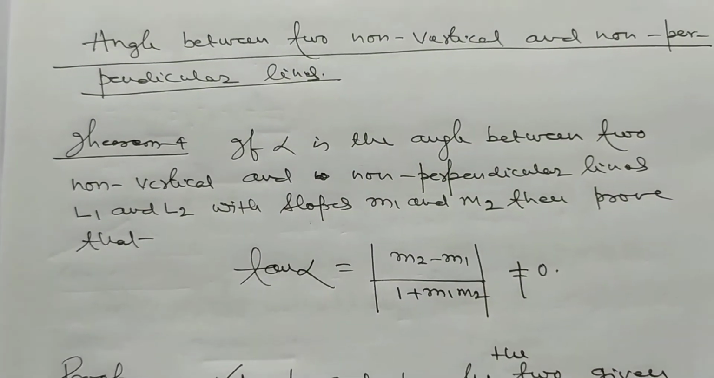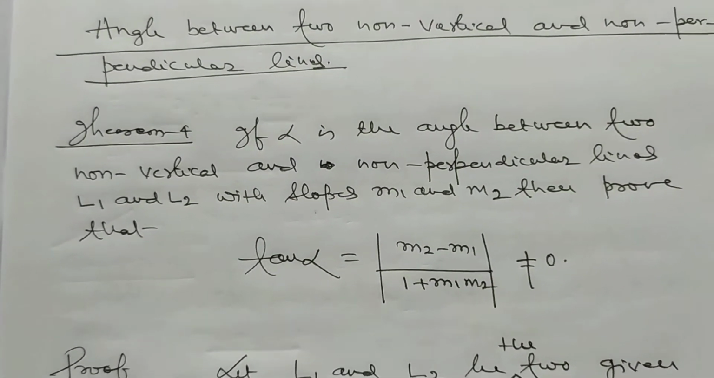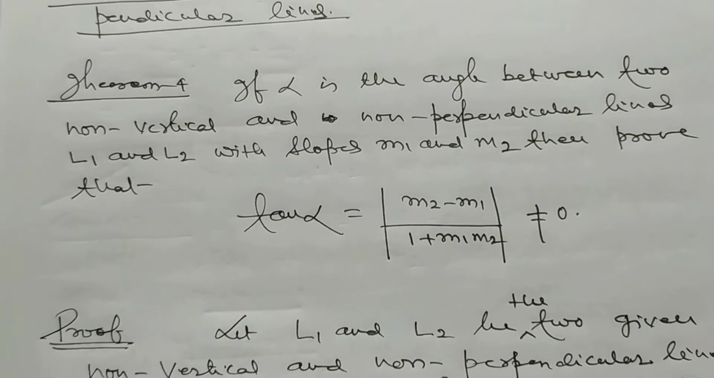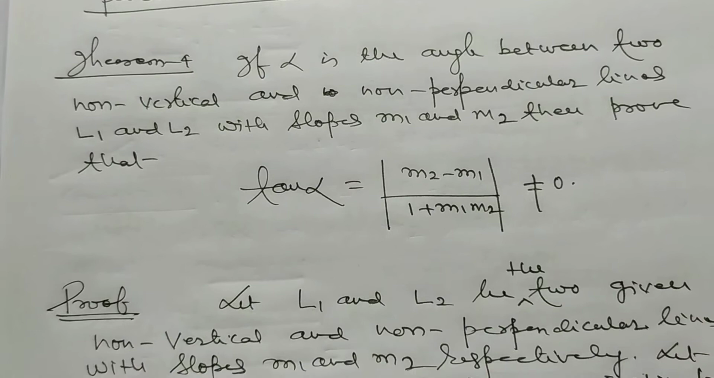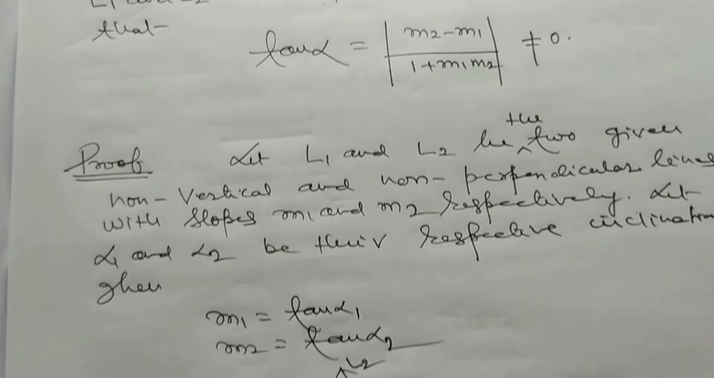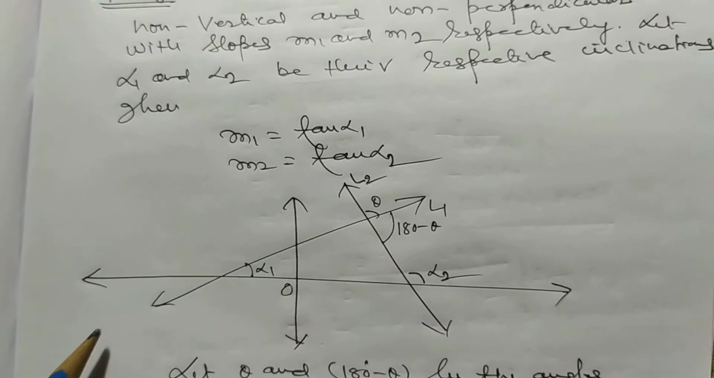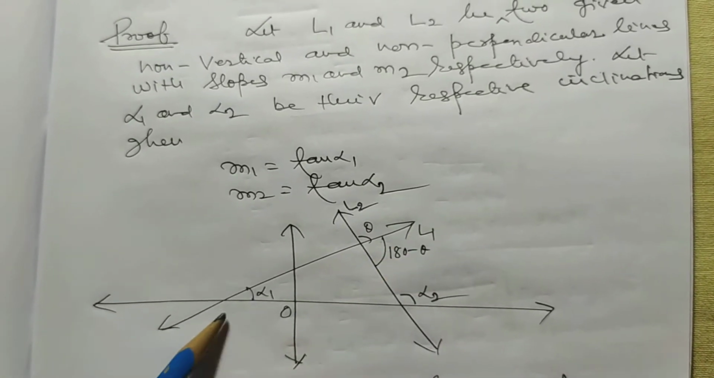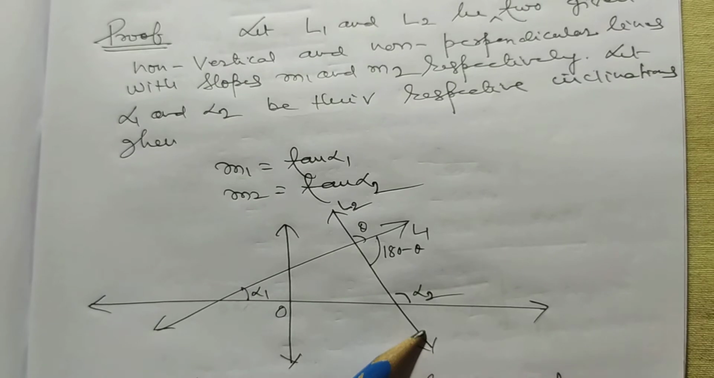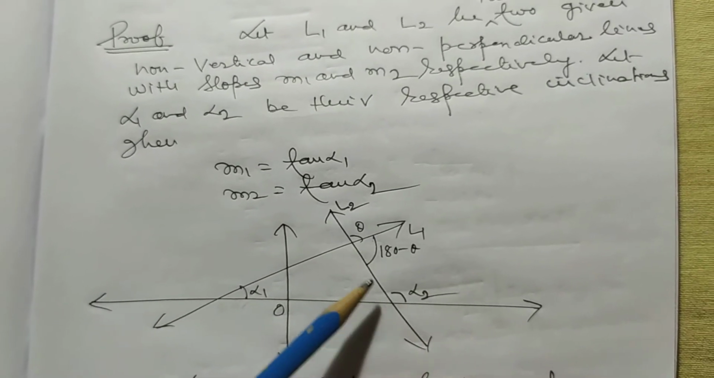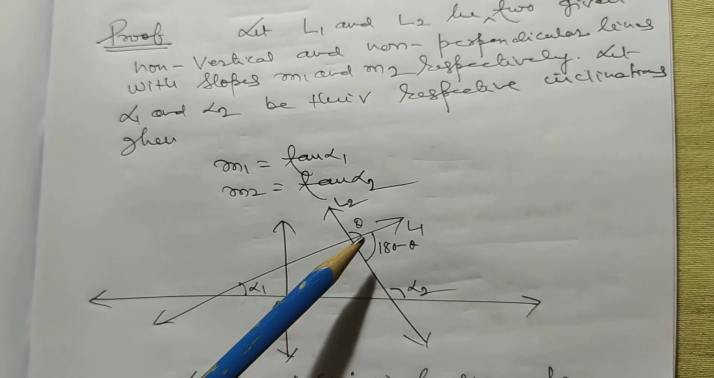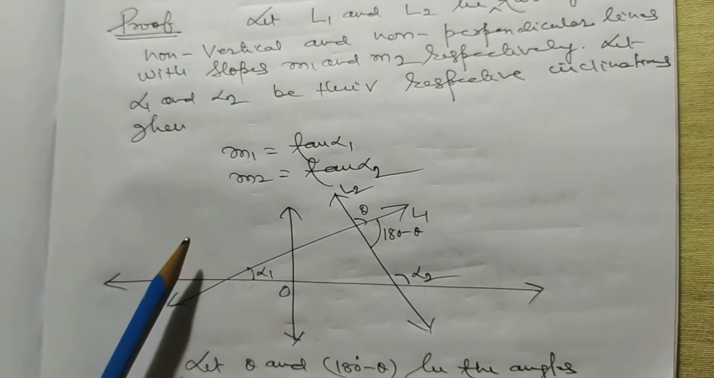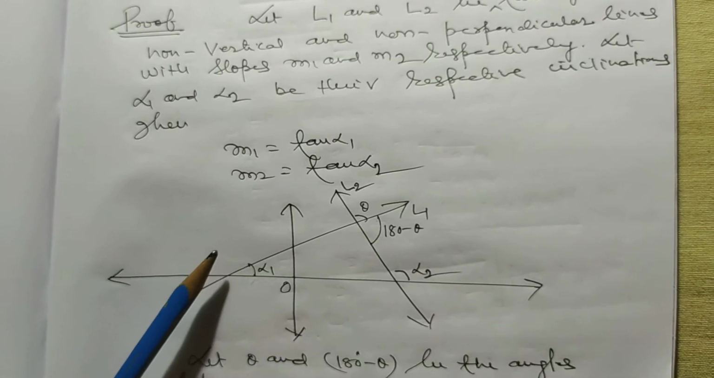My dear students, the angle between two non-vertical and non-perpendicular lines. If alpha is the angle between two non-vertical and non-perpendicular lines, here is alpha 1 and alpha 2. L1 makes an angle alpha 1, and L2 makes an angle alpha 2. And the angle between these two lines is theta. So we have to find the angle between two non-vertical lines.